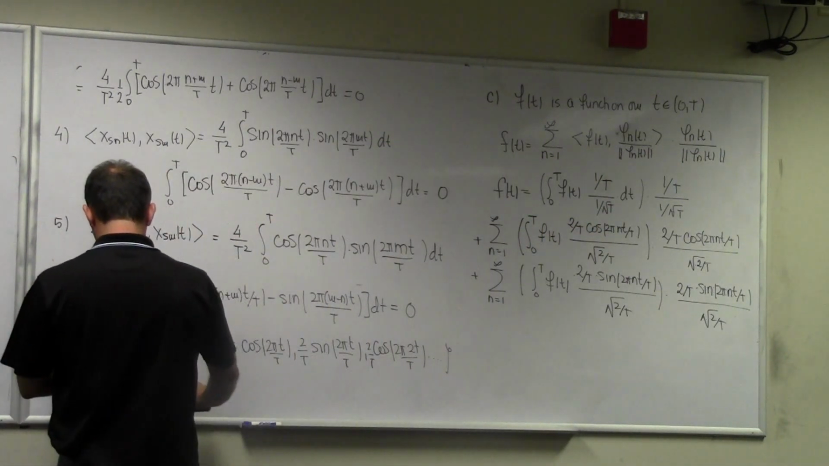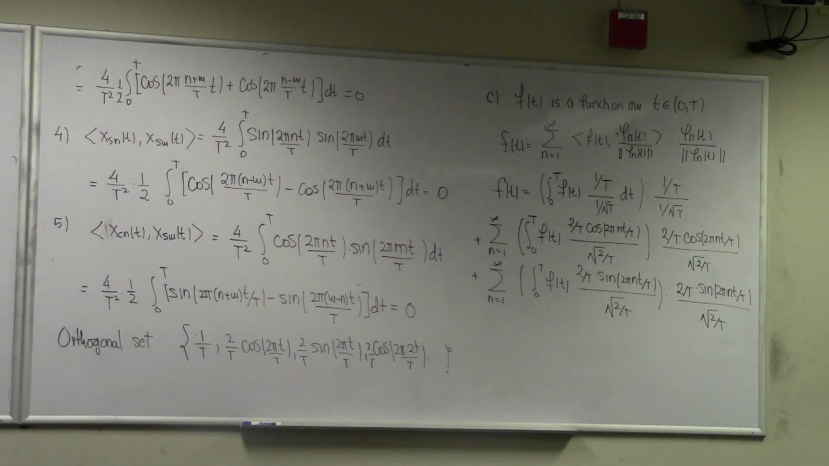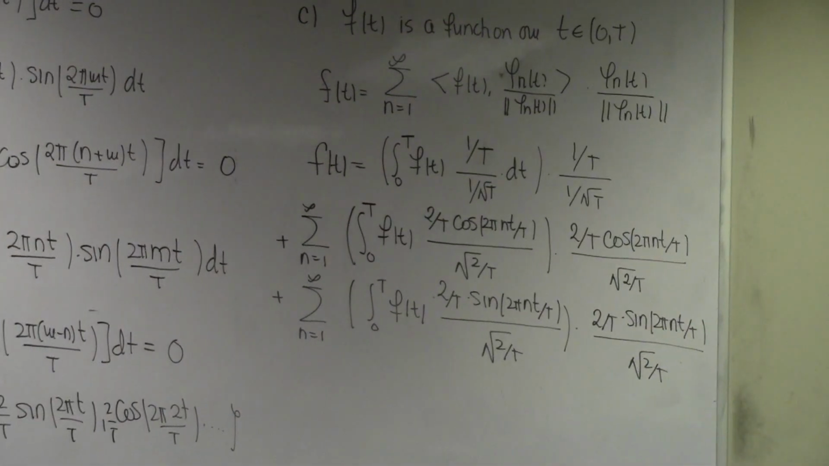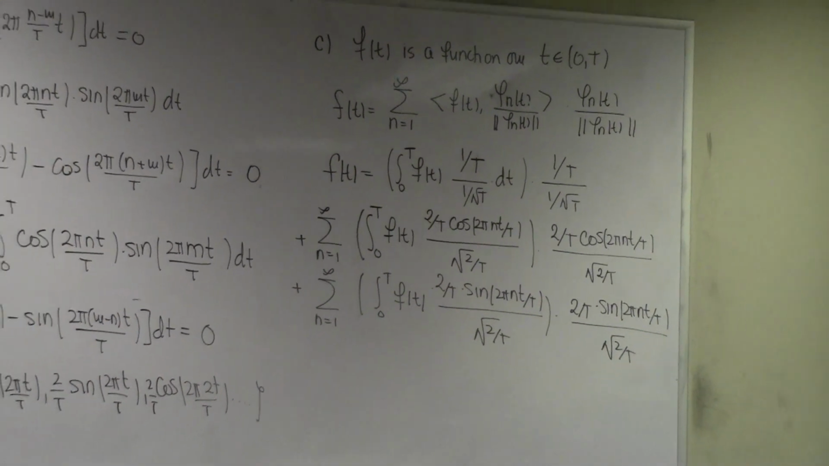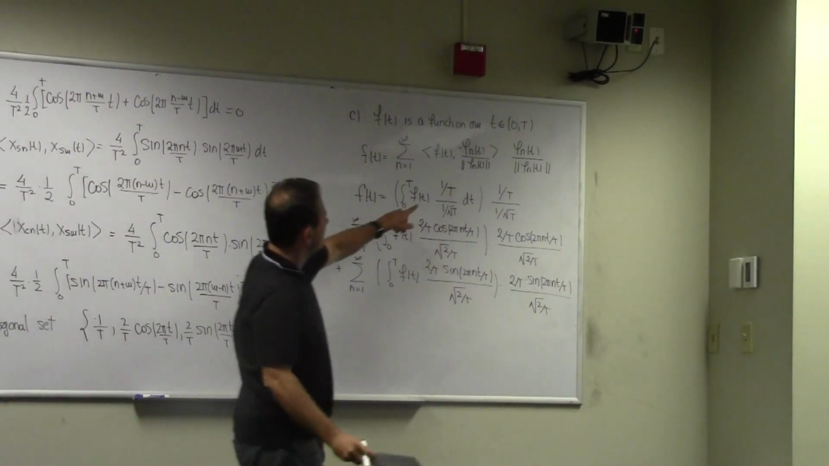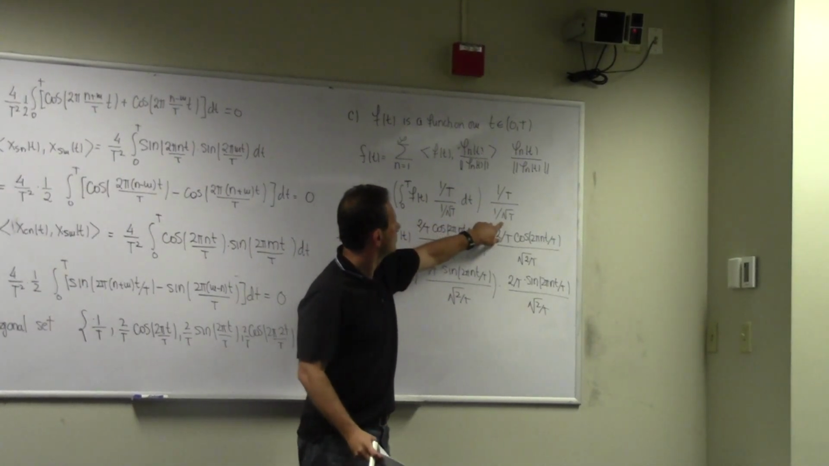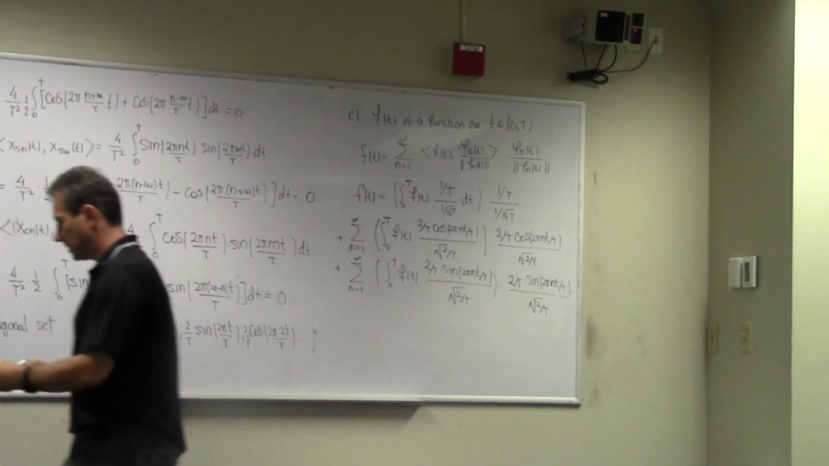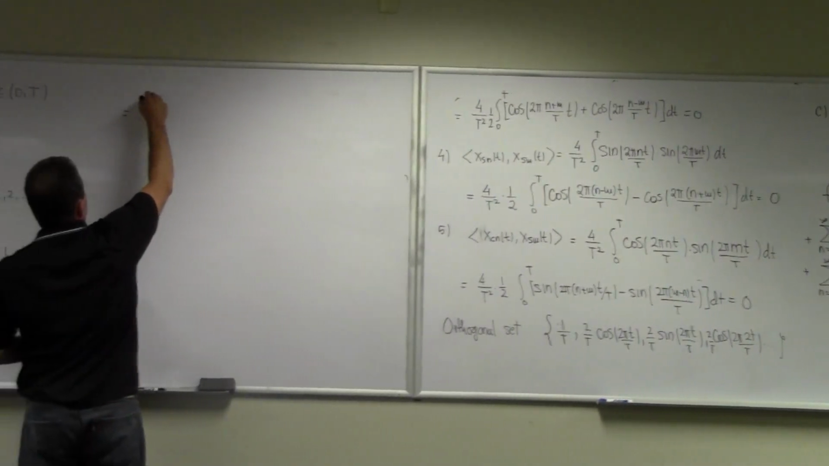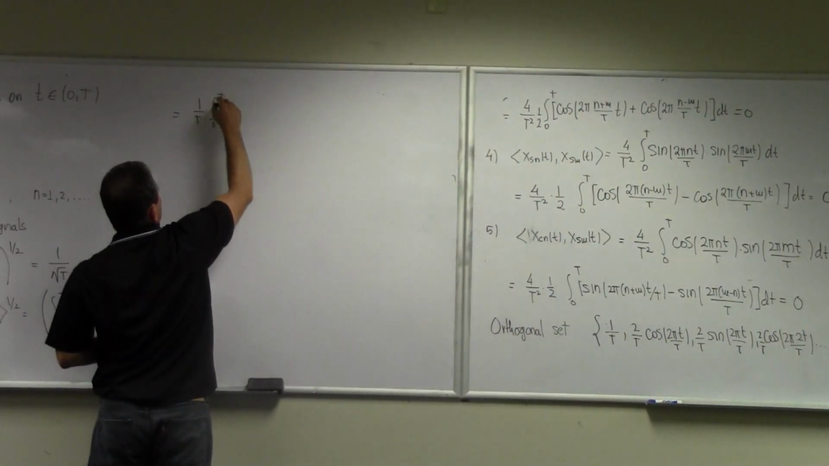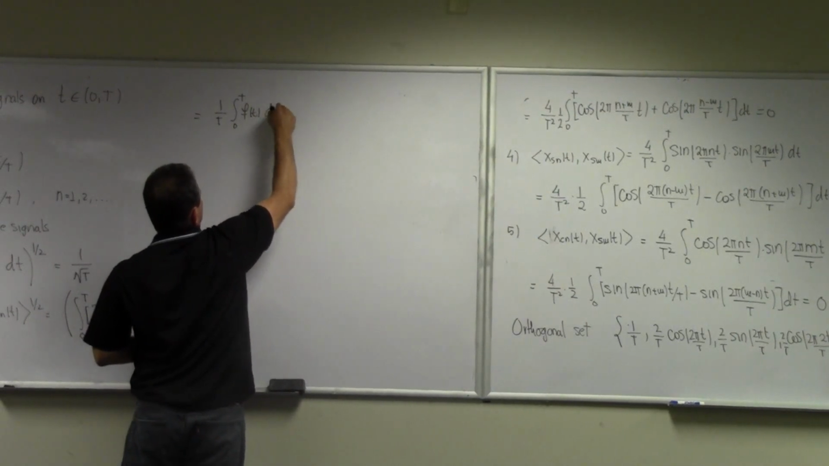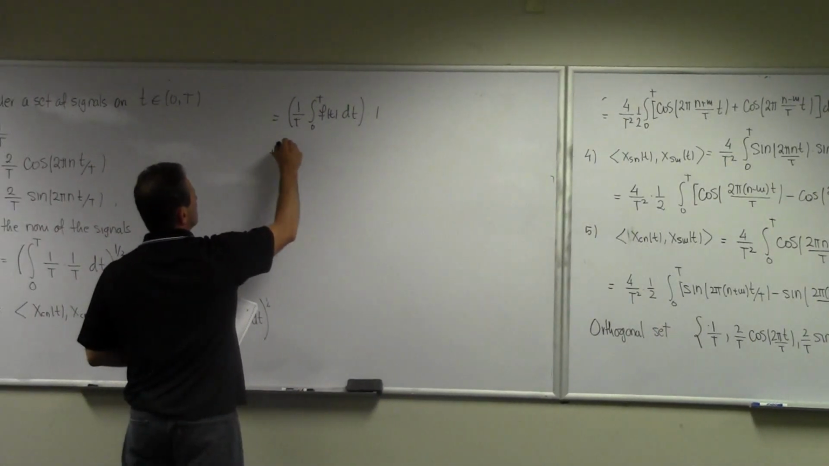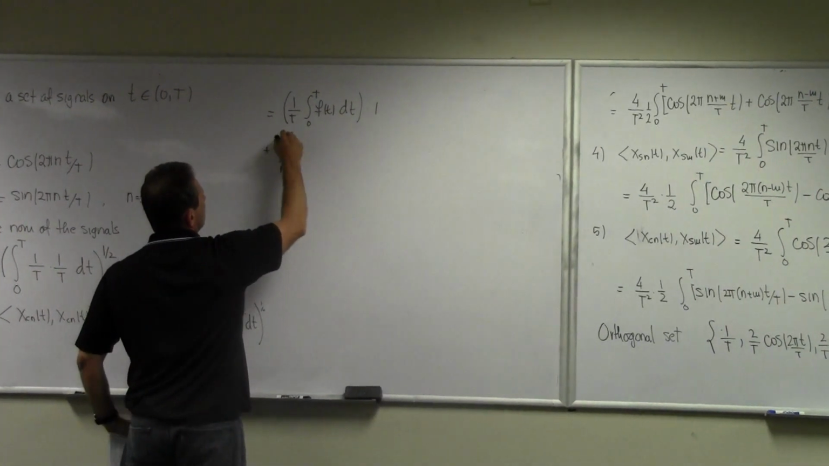If I clean this up a little bit, and I'm going to use, let's say, this part of the board to do so. So look at here. This 1 over T, 1 over T, 1 over square root of T, 1 over square root of T, all that survives is 1 over T, right? 1 over T outside. So this becomes equal to 1 over T, integral from 0 to T, f of t dt, times 1. And then plus the sum when n goes from 1 to infinity.